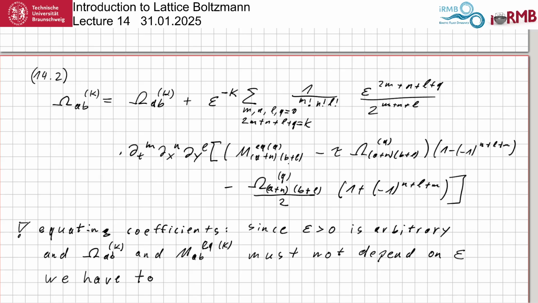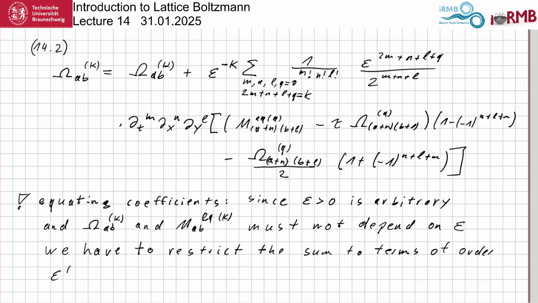So the asymptotic expansion tells us how they depend on epsilon, because in the asymptotic expansion we take this moment and have a series expansion in epsilon with these different terms, and the different terms themselves never depend on epsilon. They must not depend on it, and we have to restrict to terms of order epsilon to the power of k.